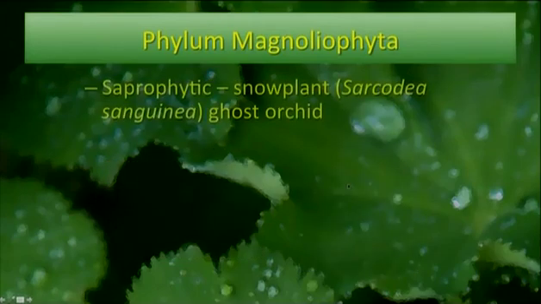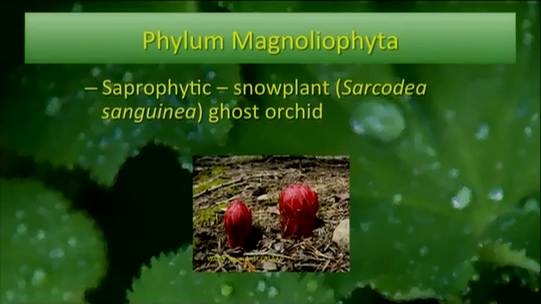Then we have some plants that are saprophytic. What does that mean? Saprophytic means that they live off dead organic matter. What you can see here is Sarcodes sanguinea, or snow plant. You can see that you don't see any green in this plant, so this plant doesn't do any photosynthesis at all. It actually lives from detritus that it takes up through its roots, nutrients from detritus, or dead plant and animal material.